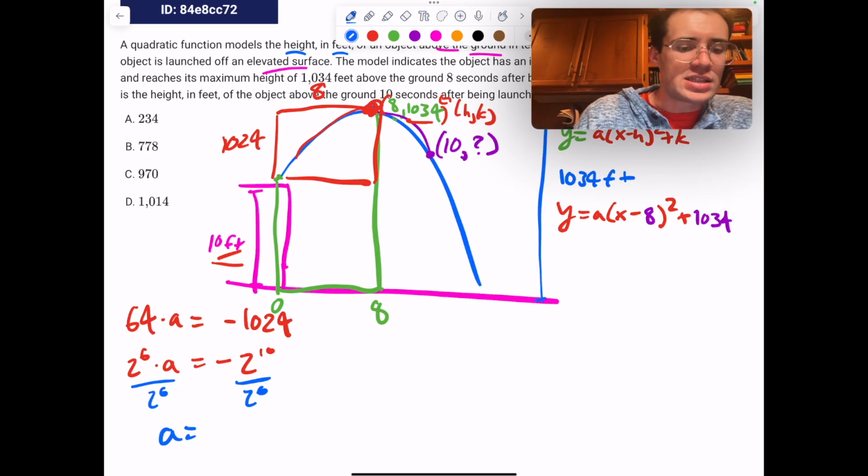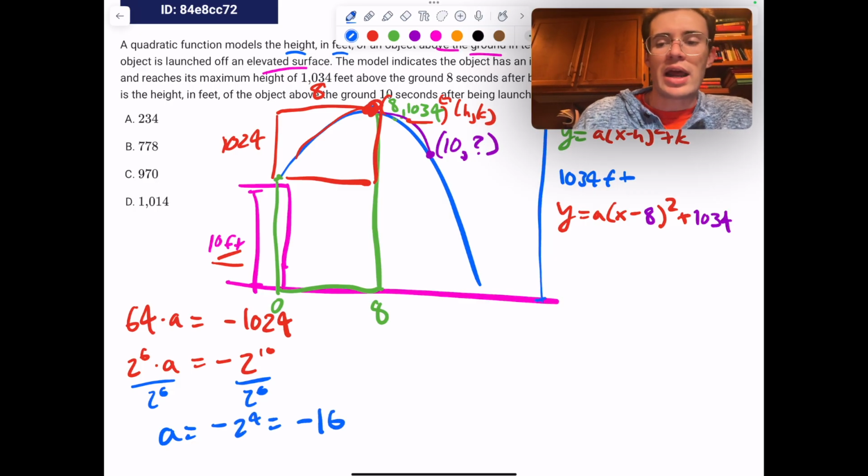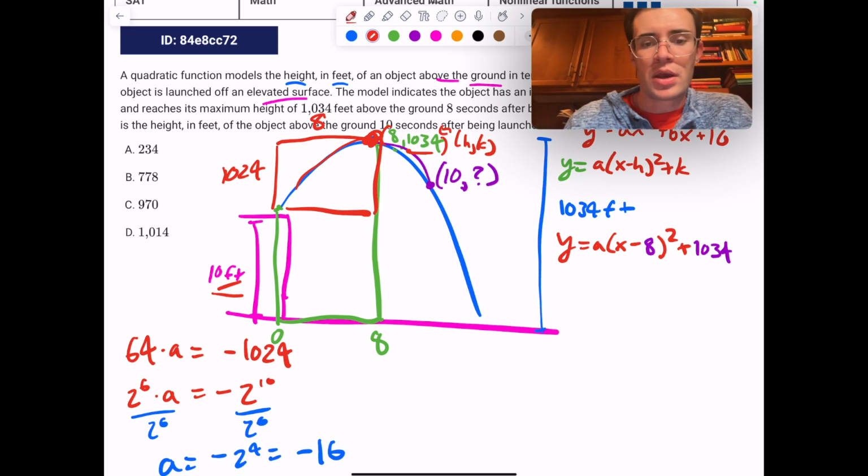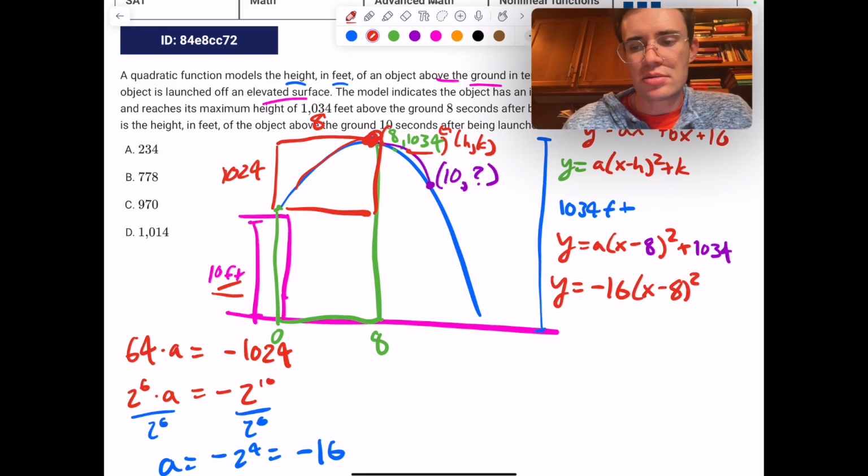So we get that a is equal to, it still is negative because it's negative divided by a positive. And then 2 to the 10th divided by 2 to the 6th is 2 to the 4th. So we get negative 16. So our a value is negative 16. Okay, so I just did that from these points. We get y equals negative 16 times the quantity x minus 8 squared, plus 1034.